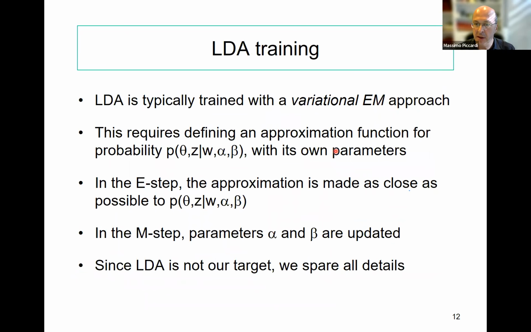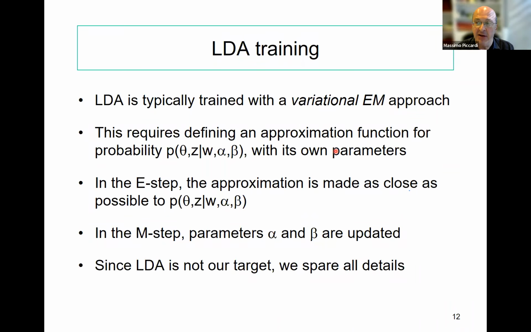Now, going back one second to the original, standard model, how do you train it? Just a quick description. We don't go into any kind of detail because that's not the model we target today. But what you do is use a variational EM approach, which is very similar to EM in the sense that you have an E step, an expectation step, and a maximization step, the M step, and alternate until convergence. But the expectation step is not exact, whereas in PLDA, for instance, the E step is exact.